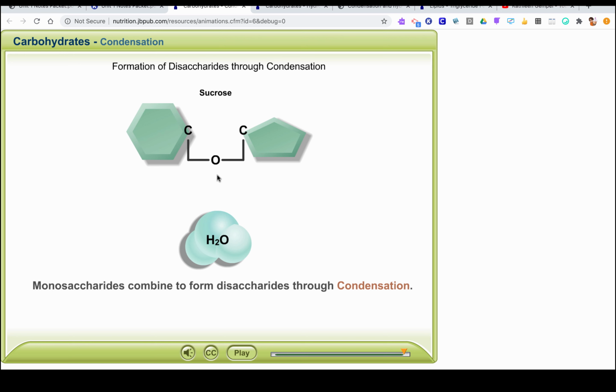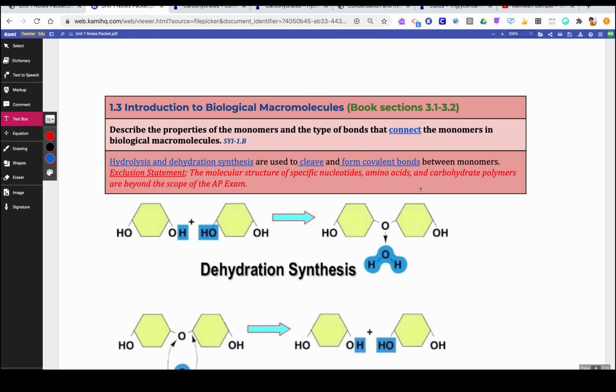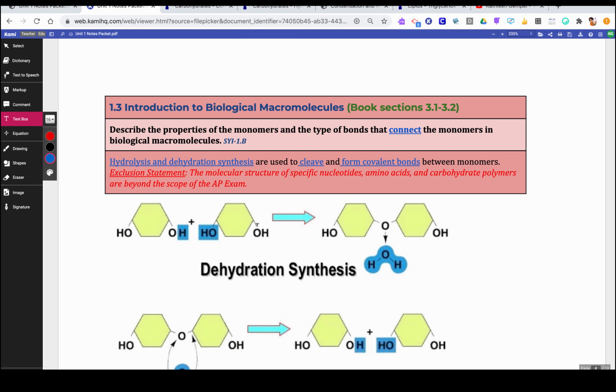All right, that is a glycosidic linkage. I just remember it because usually glucose is one of the sugars that's involved. So that's how I remember that one's called a glycosidic linkage. Okay, form covalent bonds. So I think that's it for what I had for animations. Yeah, I covered them all.